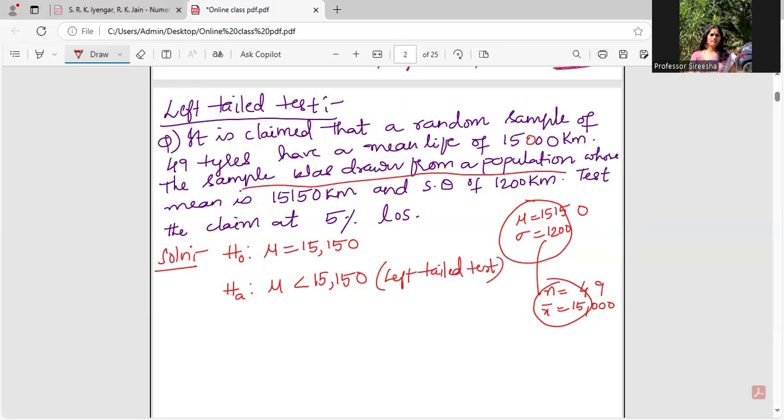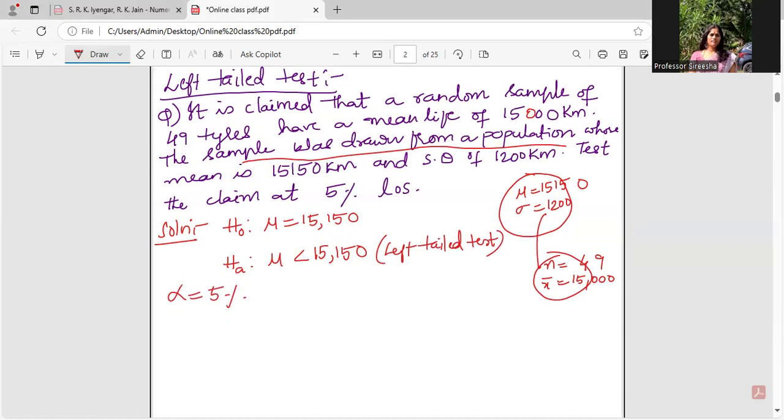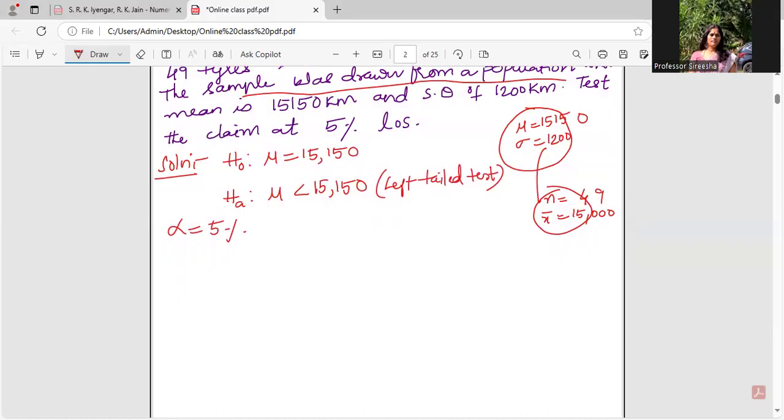Now alpha is given to me as 5%. The remaining data I have written pictorially. What does alpha of 5% mean? 0.05. Now n is given to me as 49. Since it is greater than 30, I'll be choosing, I will write like this, this is how I'll be representing, nothing more, nothing less: we choose a Z test statistic.